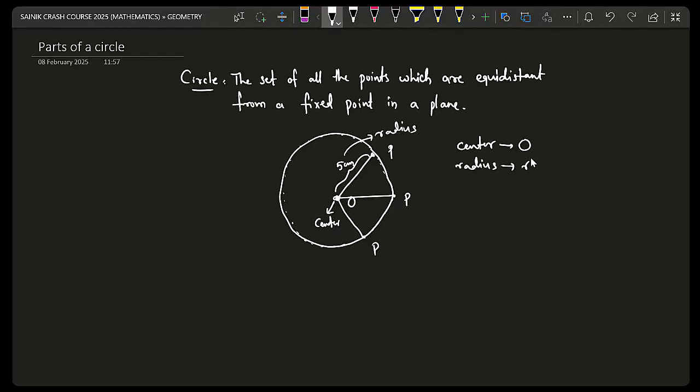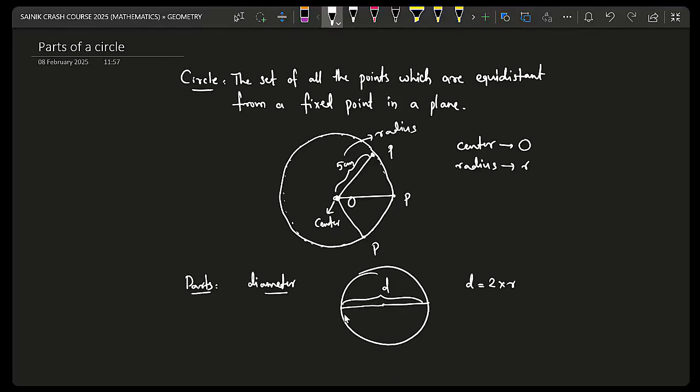So next, let us discuss about different parts of the circle. The curve is called the circumference. So first, diameter. So what is diameter? You take a radius and produce it to the other side to meet the circle. So this is called a diameter, denoted by the letter D. Diameter is always 2 times the radius.